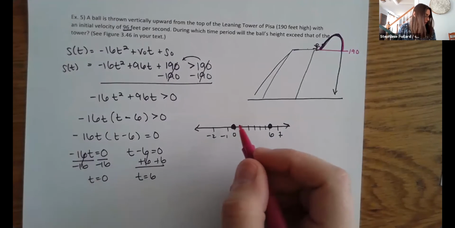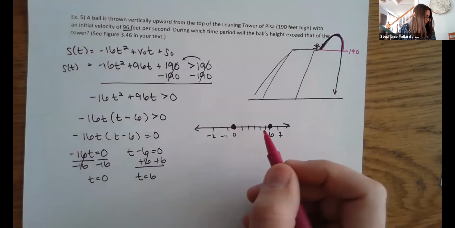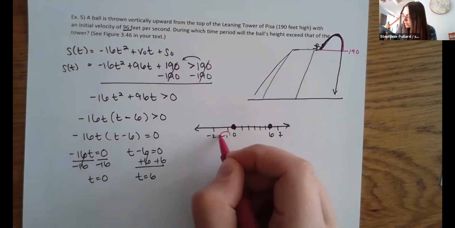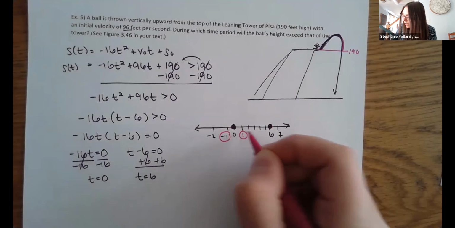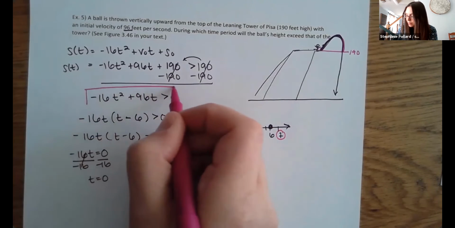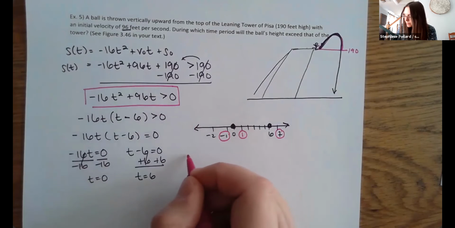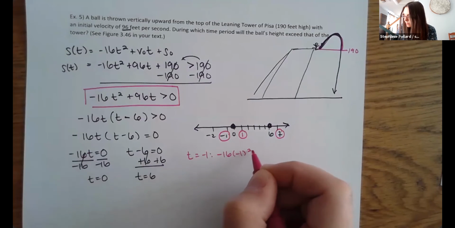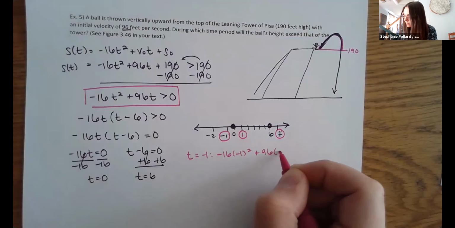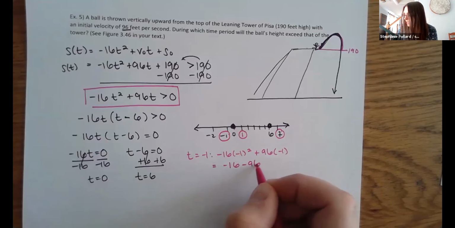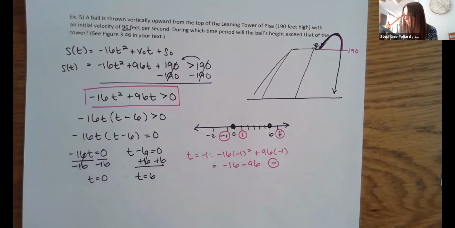So here, I can choose, let's see, -1, I can choose +1, and I can choose 7. And I'm going to plug it into this simplified formula right here. So for the first one, -1 squared is just 1. So it's negative 16 minus 96. This is clearly going to be negative.